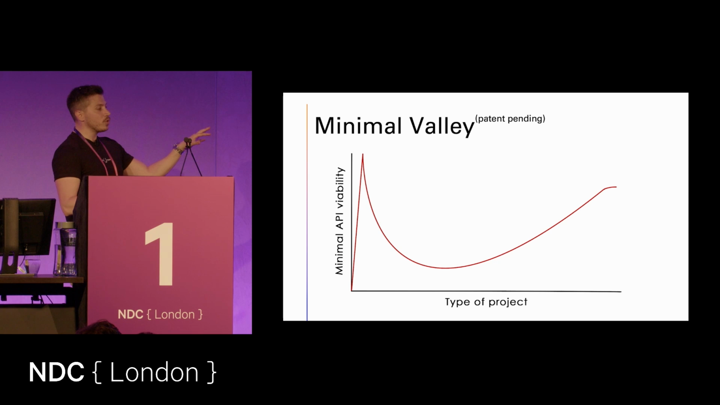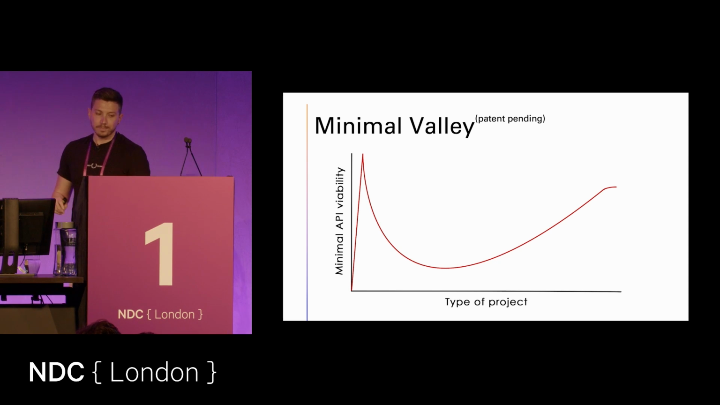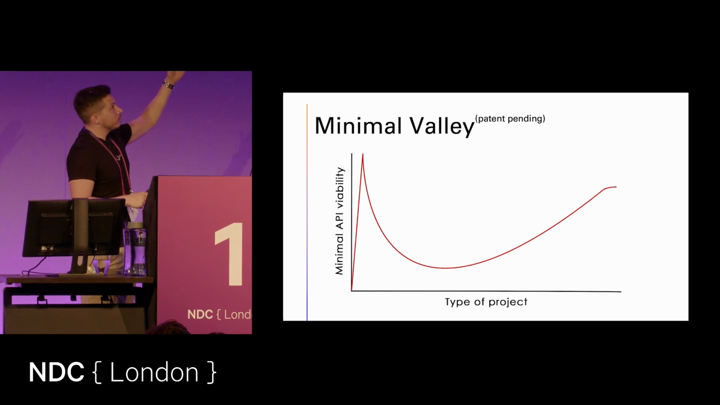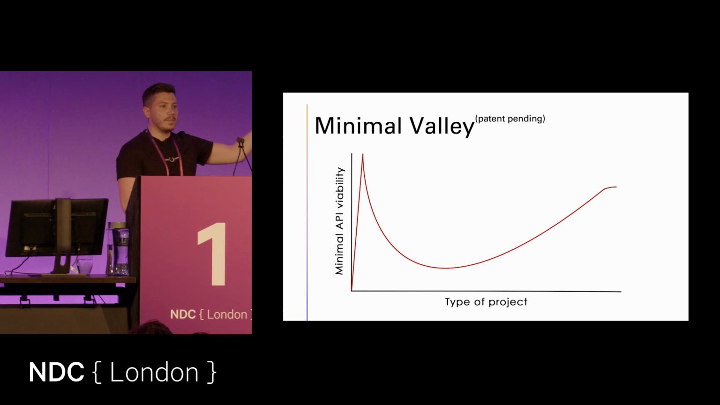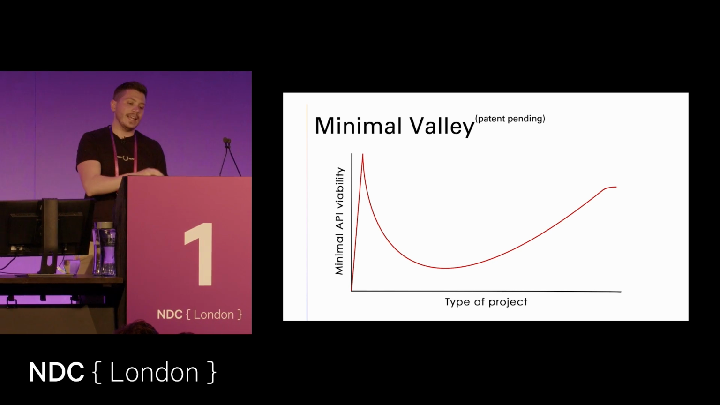And it's definitely not the Dunning-Kruger diagram with changed labels. It's totally original. I made it. So, on the vertical axis, you have the viability of a project, of a specific type of project using minimal APIs.